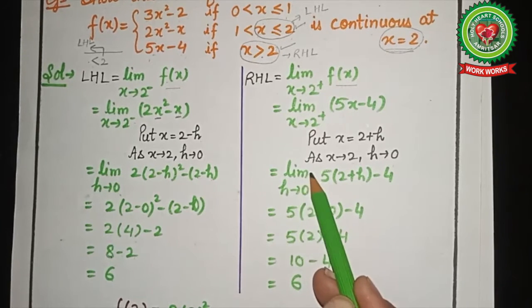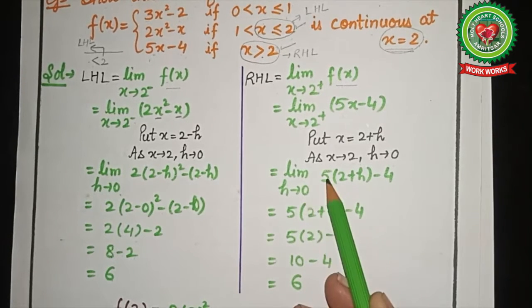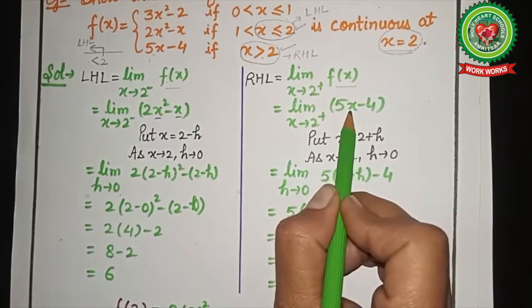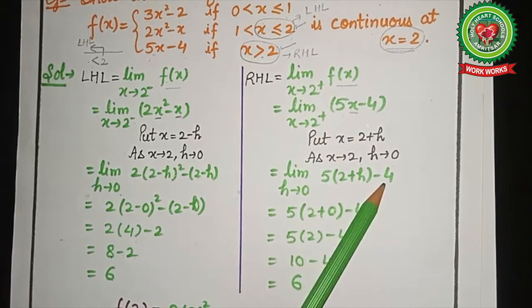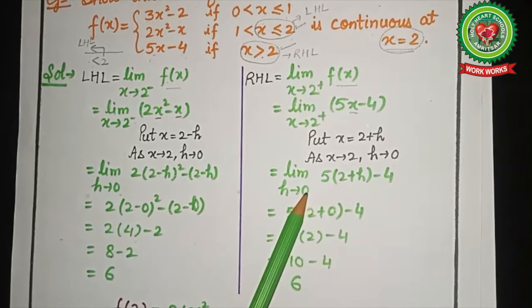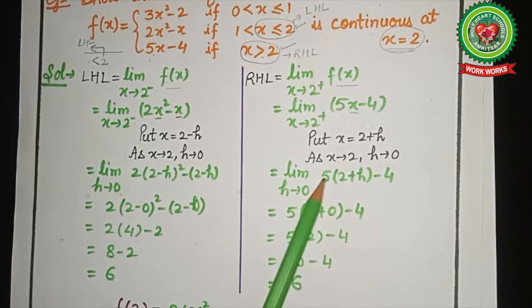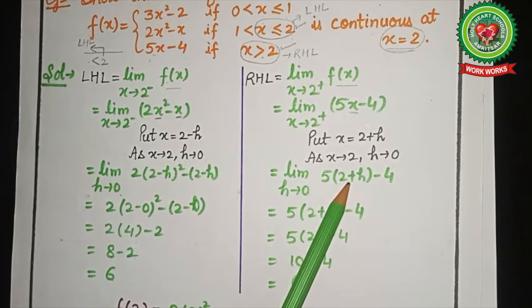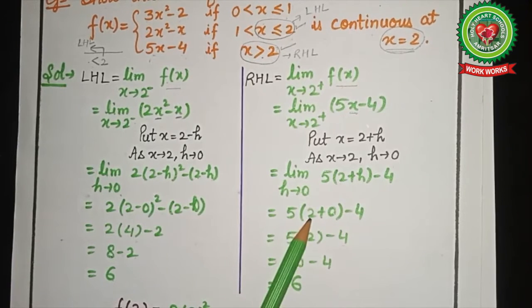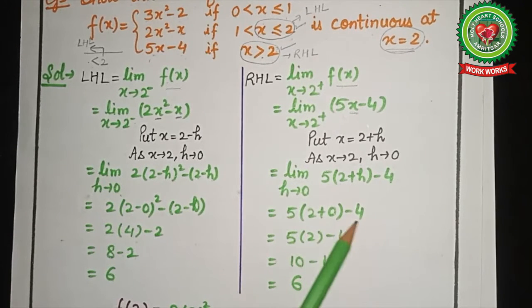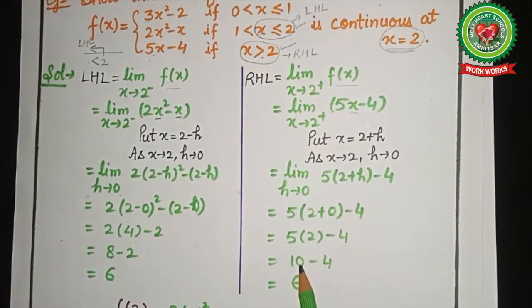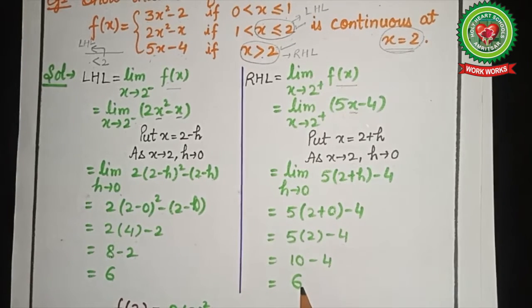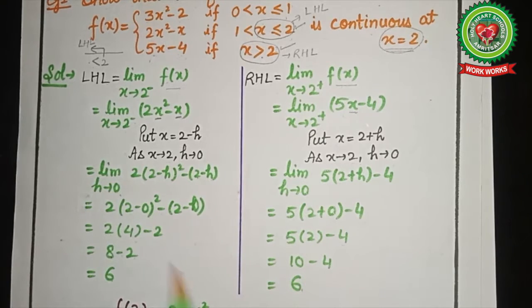Now the limit becomes limit h approaching 0 of 5 into, in place of x put the value, so it is (2 + h) − 4. Now apply the limit. As h approaches 0, we get 5 into (2 + 0) − 4. On simplifying, 5 into 2 will be 10, minus 4. So the answer is 6. Now here the left hand limit and right hand limit are equal.